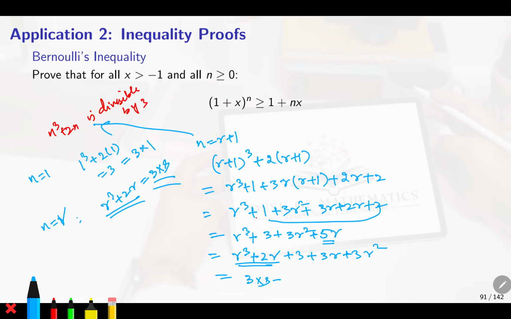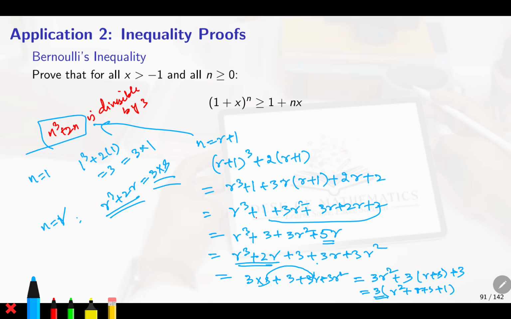Now you have here 3r plus 3r square plus 3. Take the 3 common from here, so you will get 3 times r square plus r plus 1, plus 3s. So now check that this is a multiple of 3, so that means this is divisible by 3. Simple. So you can change it in this way as well.